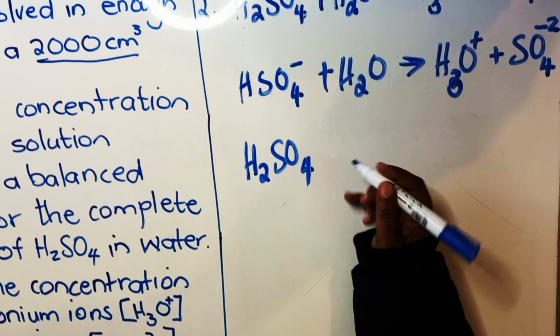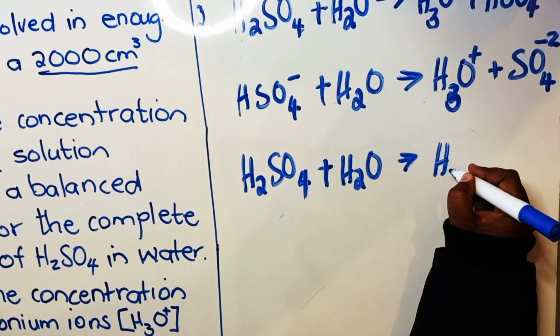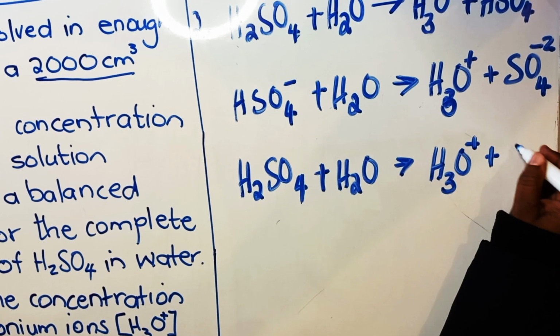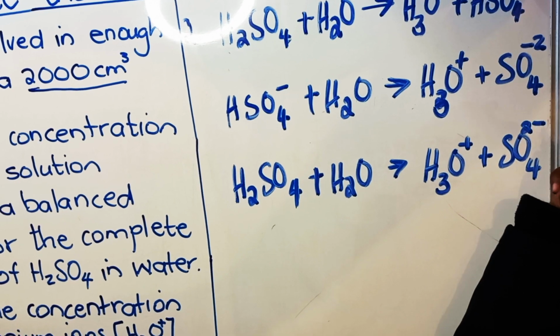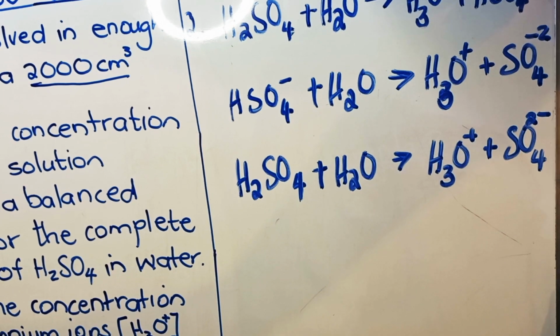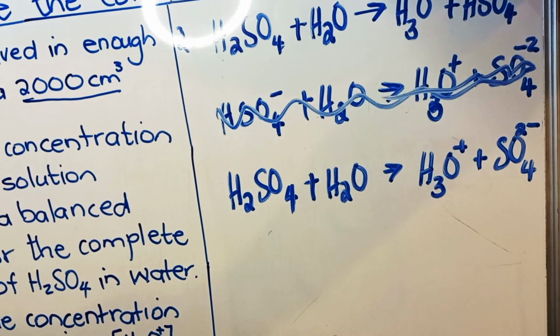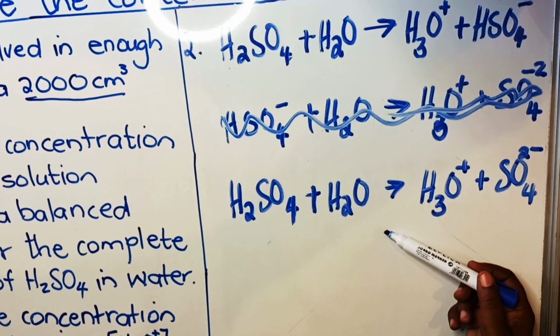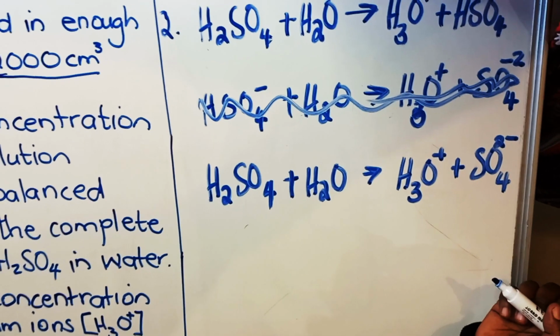H2SO4, which is sulfuric acid, reacting with water will form hydronium ion and sulfate ion, 2 minus. So you don't write this in your exam. This I was just showing you. You write that one, and then it will react to form this, right? So you need to balance.